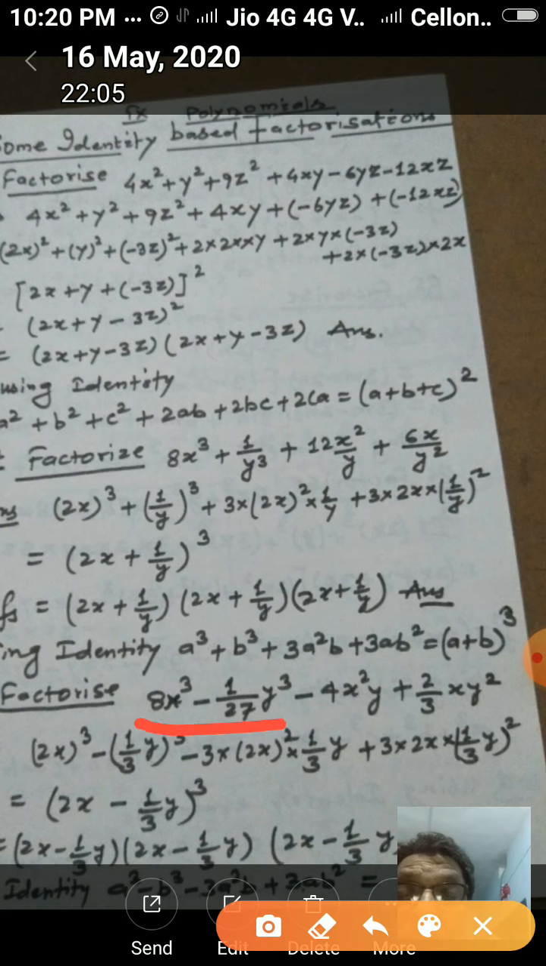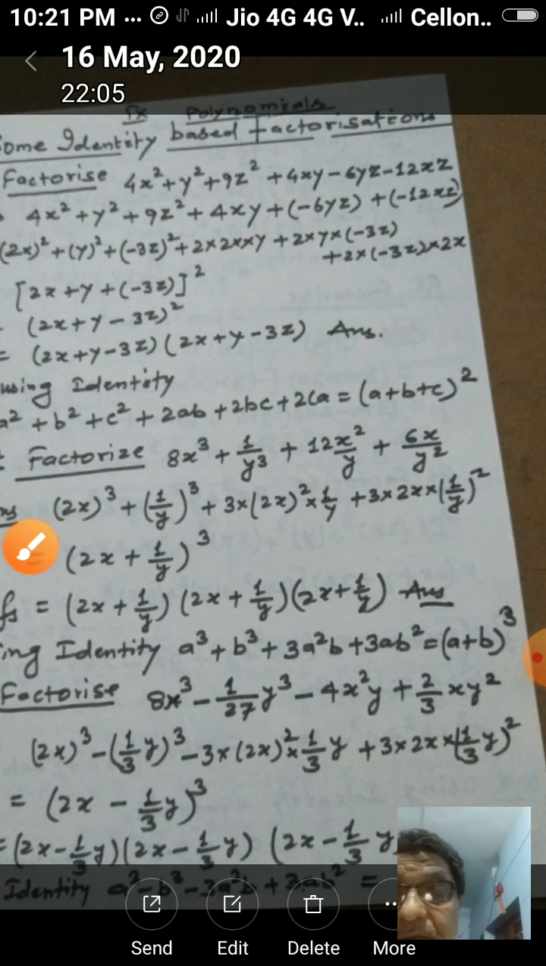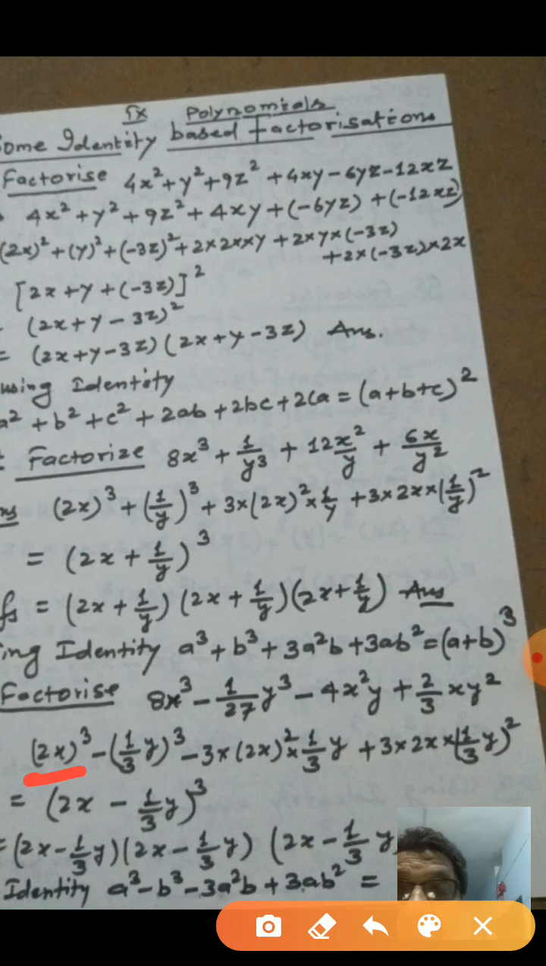Again you view these two terms. These are the clue to recall the identity on which you have to arrange your question. So these two should be written in a cube minus b cube form. So taking 2x as a and taking 1 by 3y as b, I have made them cubes to equalize the given terms of the question.